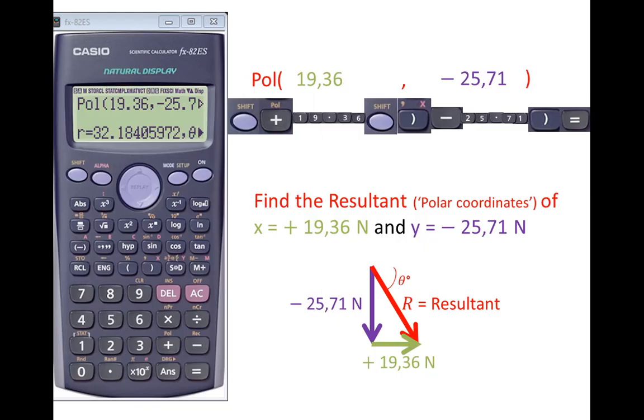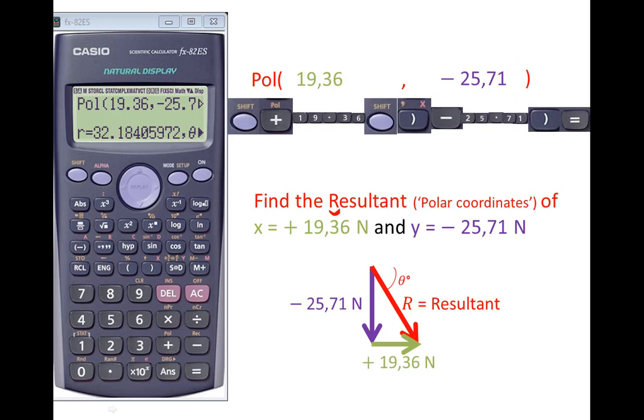So how do we get that on our calculator? First, how do we get the polar coordinate, Pol, open bracket? We press shift and then the positive button. You can see just above the positive button in yellow it says Pol. Polar coordinate. 19.36 is easy. Then we need the comma to separate the x from the y coordinate. How do we get the comma? Shift, close bracket. Because just above close bracket you can see there is a little yellow comma. Minus 25,71. We close our bracket and we press equal.